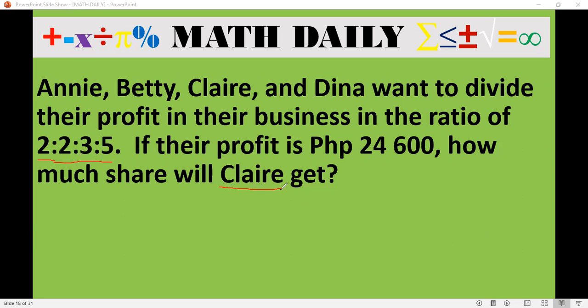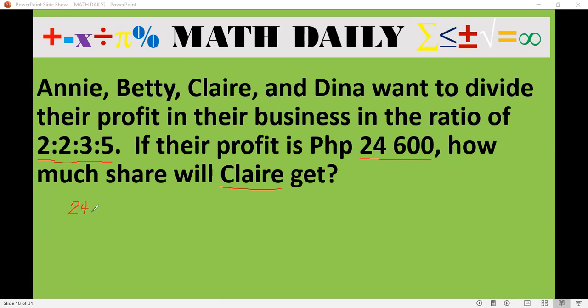So the first thing that you have to understand here is the kind of proportion that you have. This is an example of a partitive proportion. So there must be a common number which was multiplied to all of these numbers for us to get the sum, which is 24,600. So the first thing to do here is to add, or to divide, I should say.